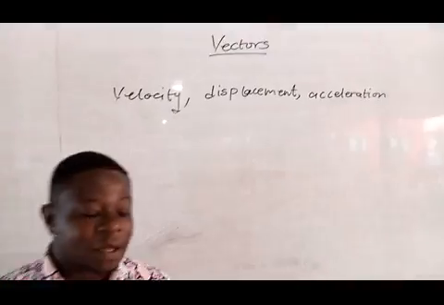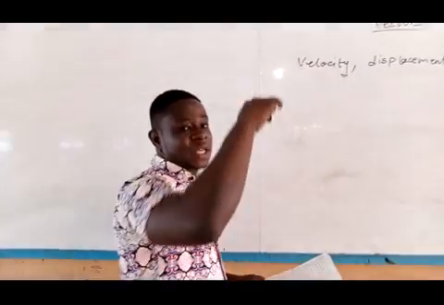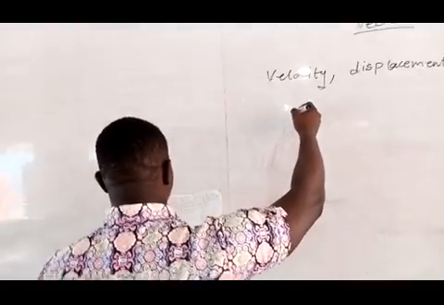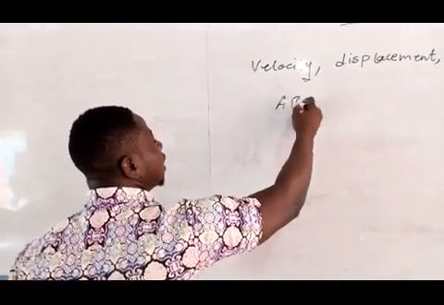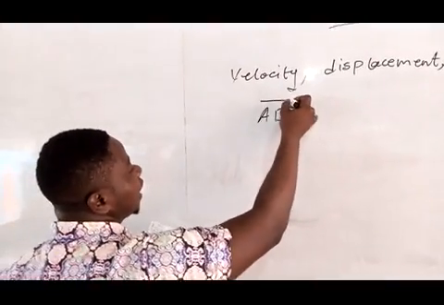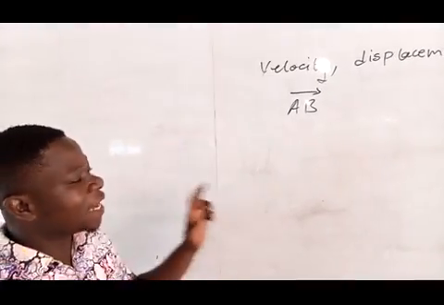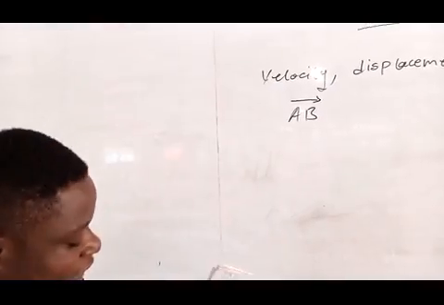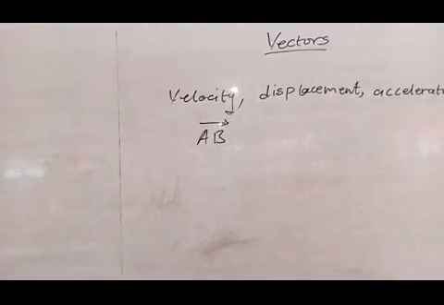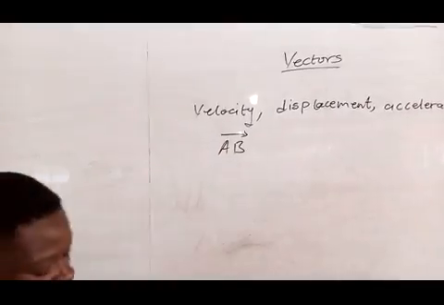Now, a vector is usually denoted by capital letters with arrow-headed lines. For example, if we have AB and we want to write this as a vector, then this has to be with an arrow-headed line on top of it, meaning vector AB. That is to say, the vector from A to B, that is what this vector means. So vector AB is written in this form.